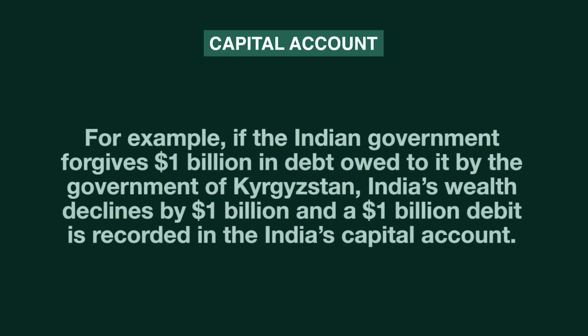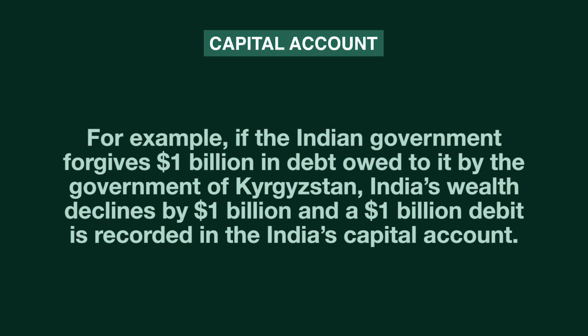For example, if the Indian government, which has lent money to Kyrgyzstan, forgives, suppose, 1 billion of loan given to Kyrgyzstan, this will indicate a decrease in wealth of India by 1 billion, and this will be shown in the debit side of India's capital account. Mind you, the capital account transactions for countries are very low. As a result, it is clubbed with that of the financial account. And as a result, we have the capital and financial account.